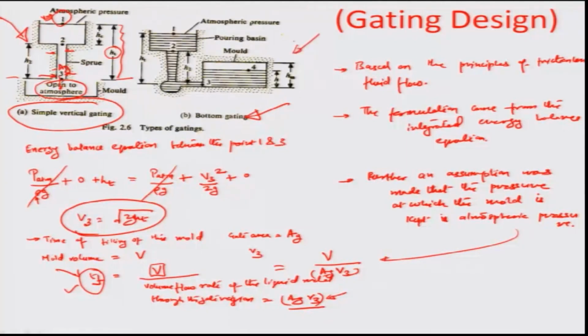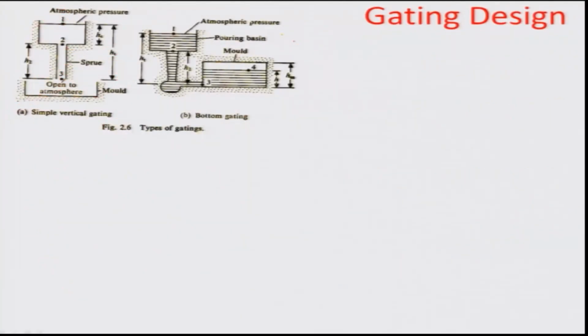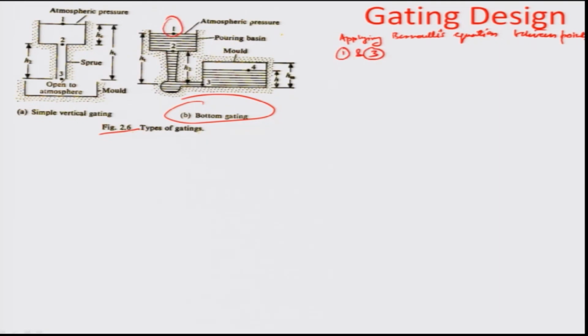Let us now look into the other design, that is the bottom gating design, and try to estimate how we can apply Bernoulli's equation in this particular case. Let us say that in this B part of this figure, we apply Bernoulli's equation between points 1 and 3. Point 1 is here, point 3 is the gate right about here.